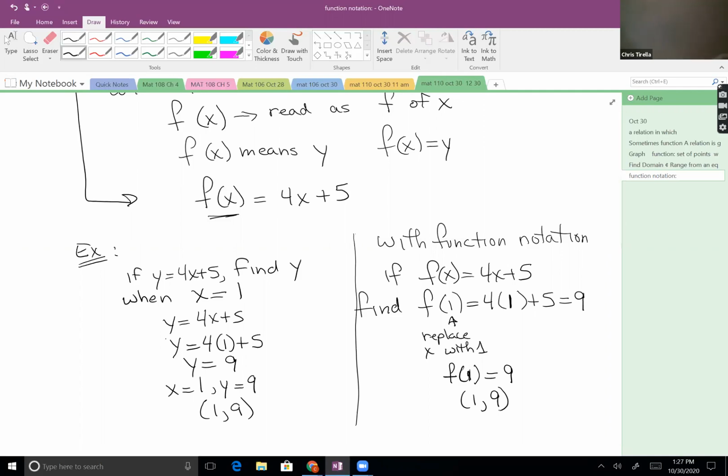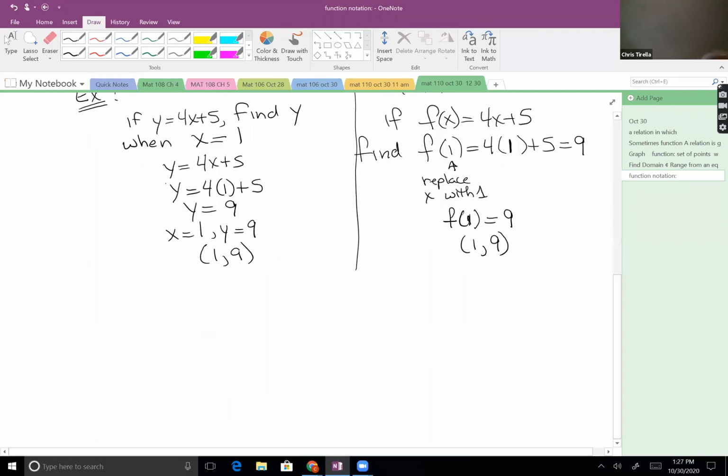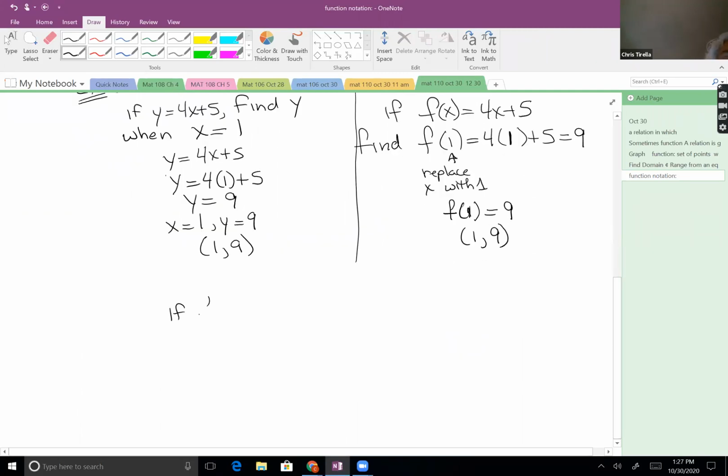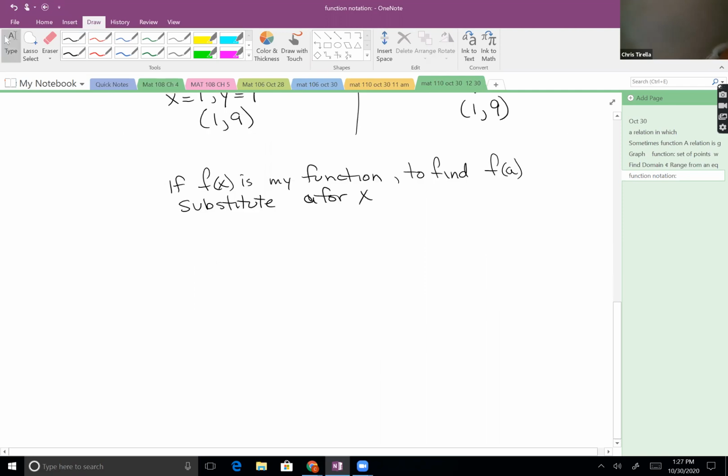And in general, if f of x is my function or relation, to find f of a, we substitute a for x. So that's the beauty of function notation.